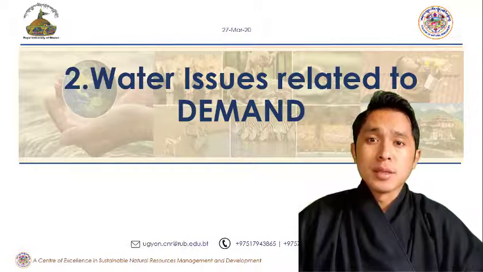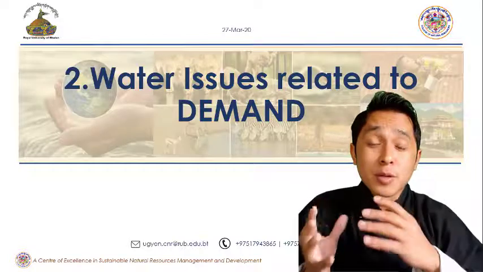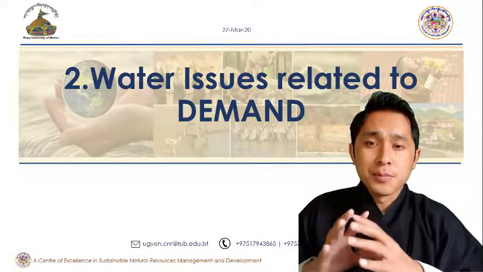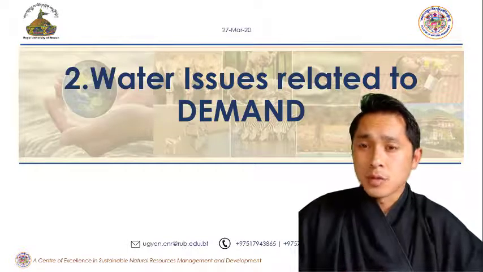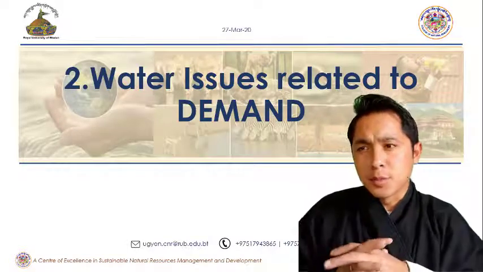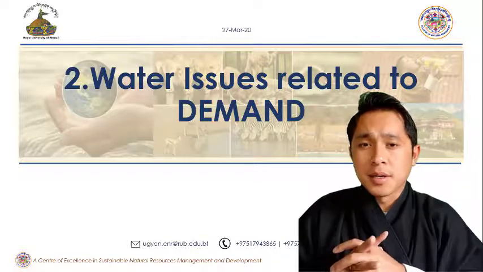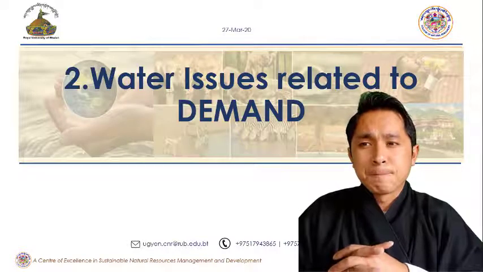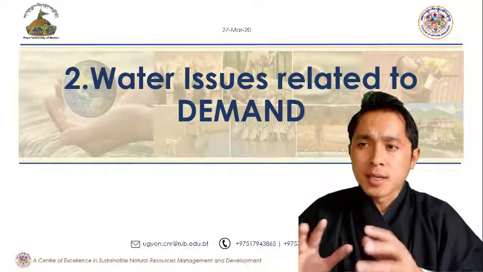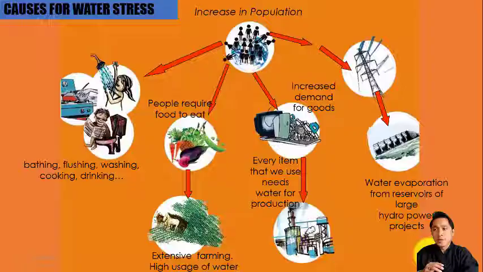The main thing that we came across from the issues related to supply of water was that the supply of water itself is less. It's around 0.01% of the total fresh water that is available for us. Now let us jump to the water issues related to demand and why we have so much demand that's causing issues to water resources. So let us just delve into that.